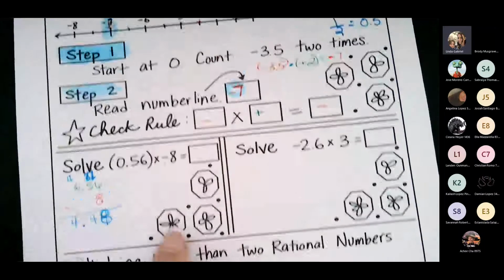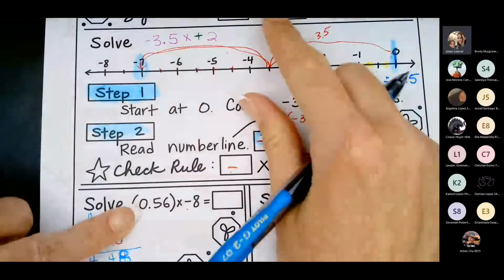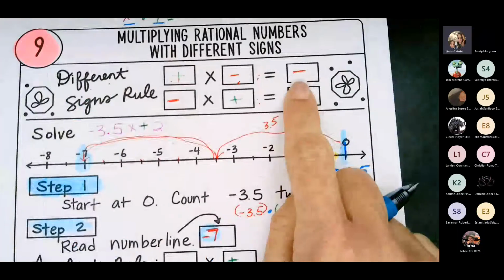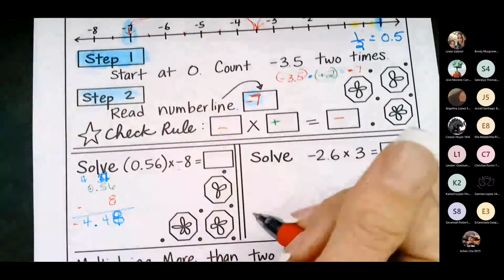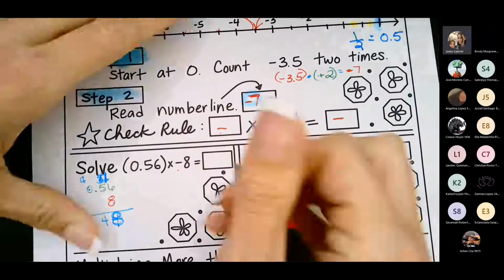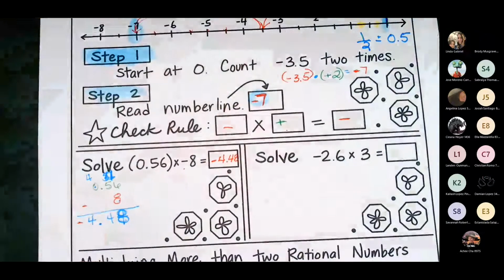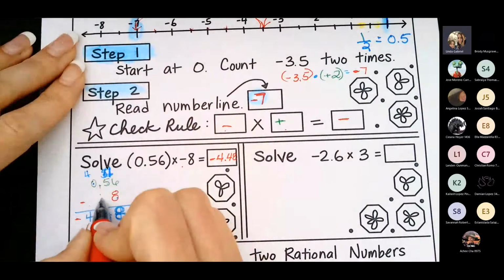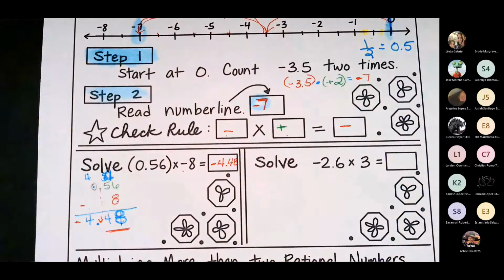Okay, and then I have a negative, right? Technically, I have a positive times a negative. That's going to give me a negative, according to my rule. So I have negative 4.48. Okay, so I'm going to have negative 4.48. Remember, if I have two decimal places in the numbers, I need to make sure that I have two decimal places in my answer.